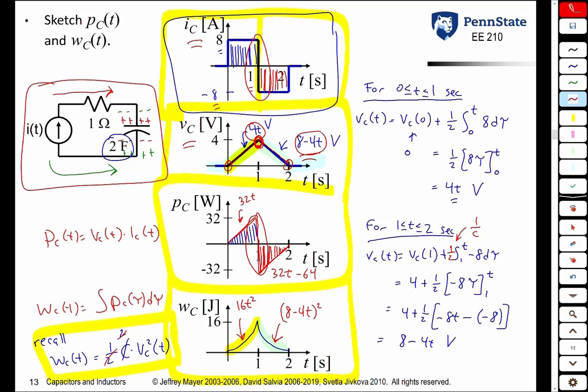Second point I want to point out is notice that the energy is positive. The energy stored in the capacitor is never negative. And that's because the energy stored in the capacitor is 1/2 C times Vc squared. So whether the top plate is at a higher voltage or the bottom plate is at a higher voltage, when you square it, it's going to be positive.